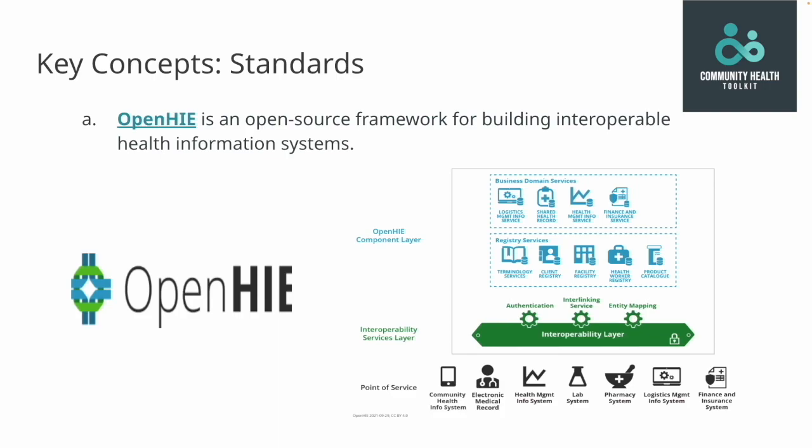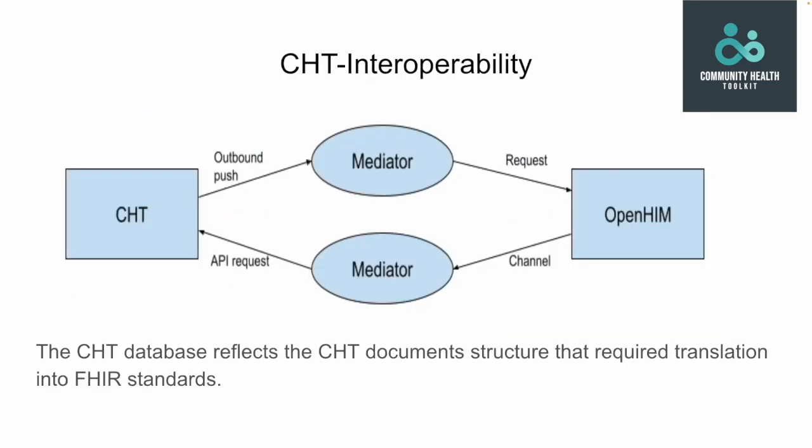That's the business domain services or the registry services, and then we can actually have this consumed by any other external system from OpenHIM. So that we could have any other system connected to OpenHIM that will push data through a channel and then through a mediator via an API request into the CHT, or we can send data to any other system that will push it out through an outbound push to the mediator, and it's received as a request on the middleware.